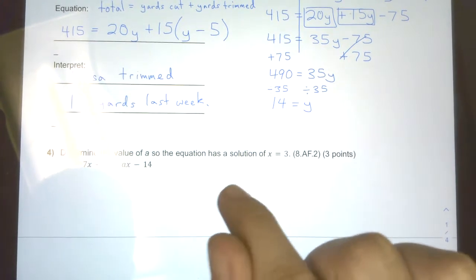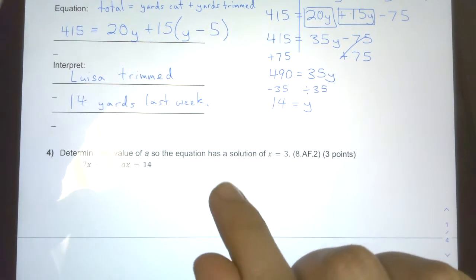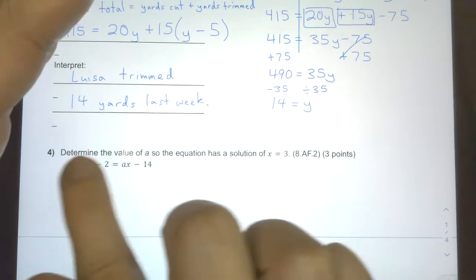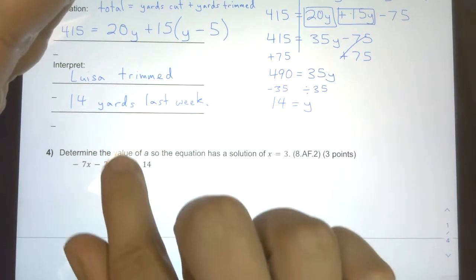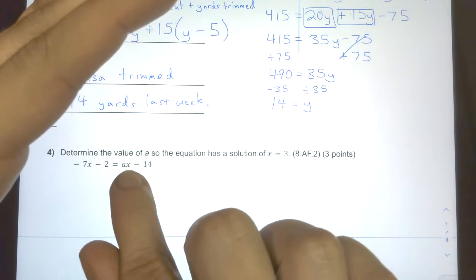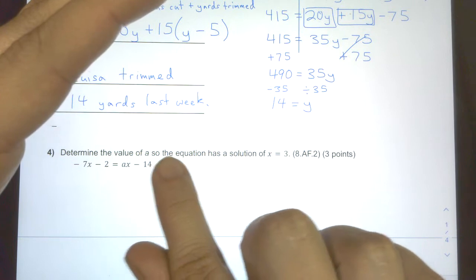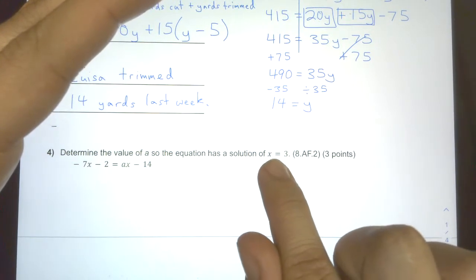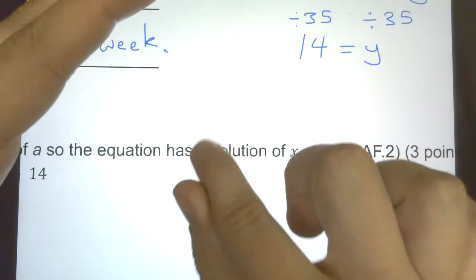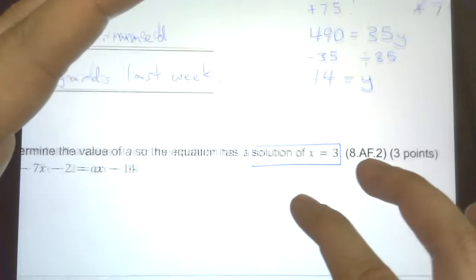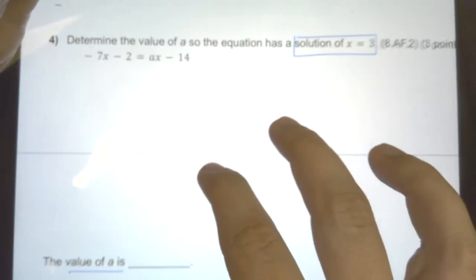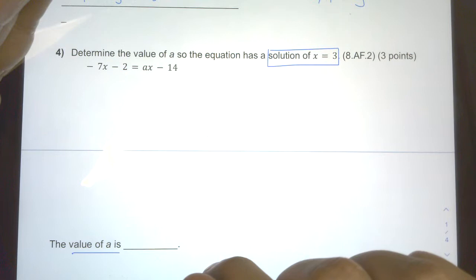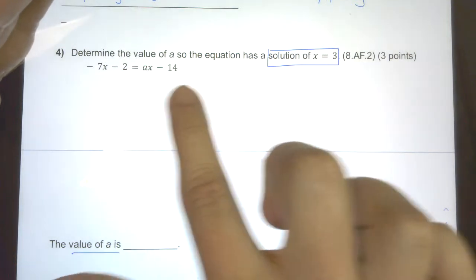This is an interesting problem because we haven't seen one of these, but I promise it's not that hard as it looks up front. It tells you all the information that you need up here, okay? So it says, because we've got two variables here, a and x, but it tells you determine the value of a so the equation has a solution of x equals 3. Well, if this is our solution x equals 3, what are we looking for? Well, what we're looking for is the value of a.